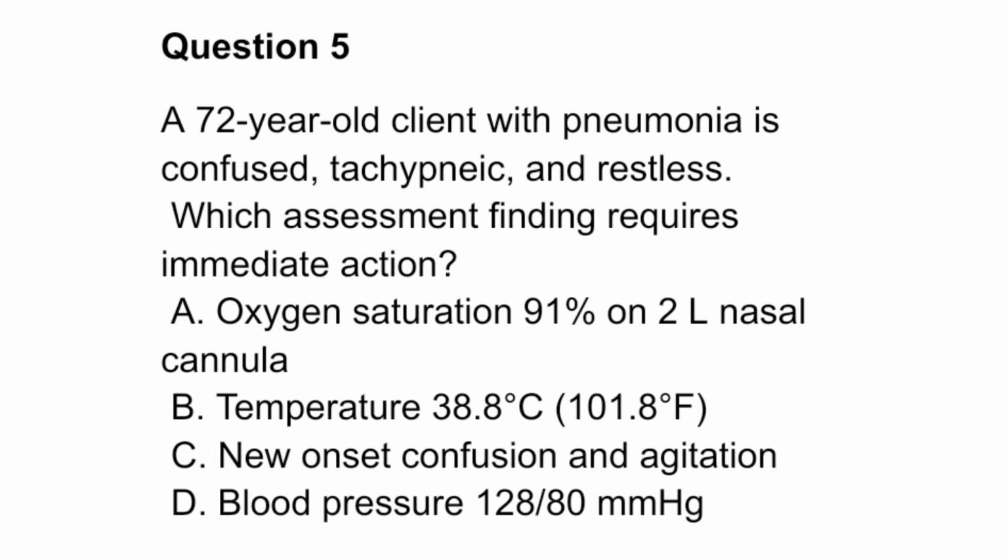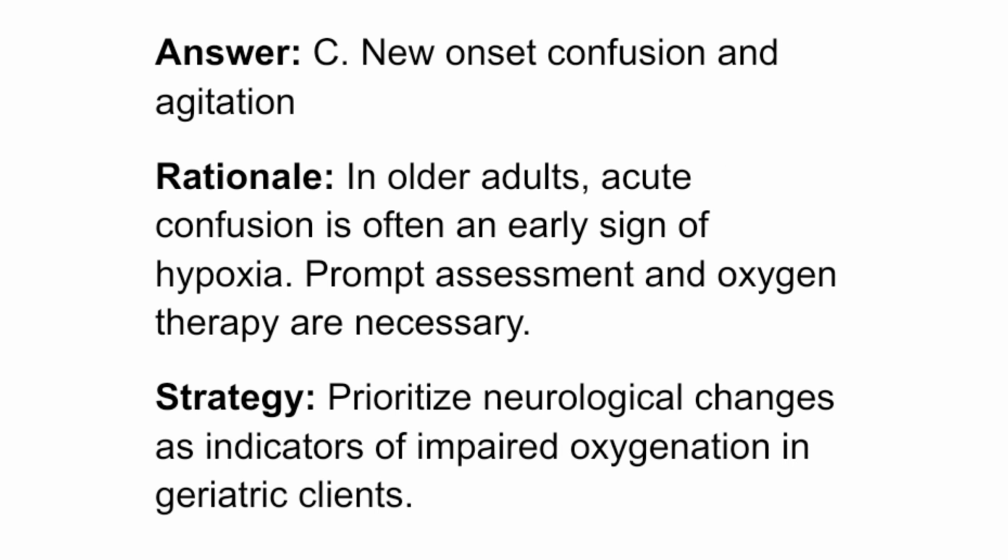Question 5. A 72-year-old client with pneumonia is confused, tachypneic, and restless. Which assessment finding requires immediate action? A. Oxygen saturation 91% on 2 L nasal cannula. B. Temperature 38.8 degrees Celsius, 101.8 degrees Fahrenheit. C. New onset confusion and agitation. D. Blood pressure 128/80 mmHg. Answer: C. New onset confusion and agitation.